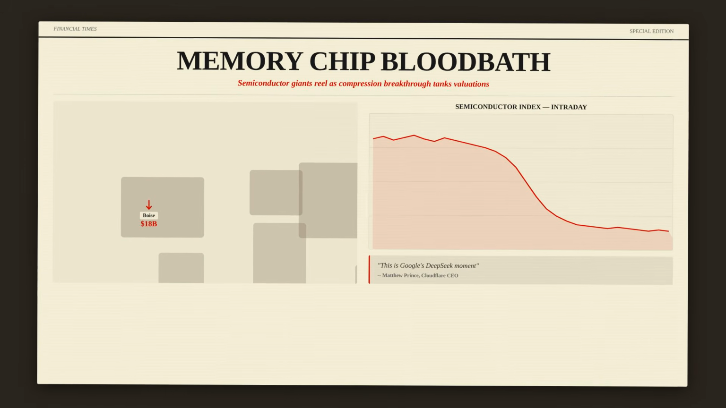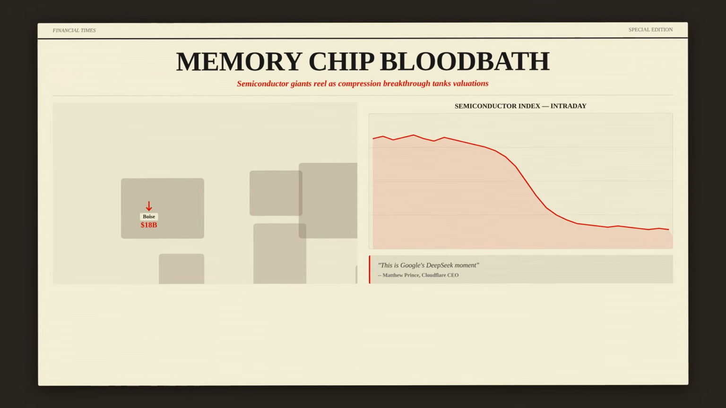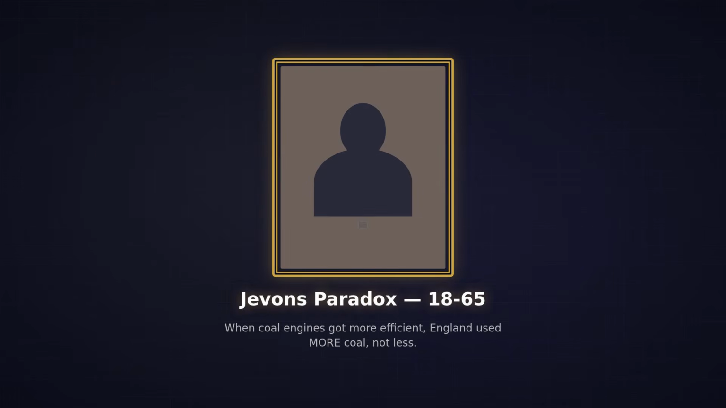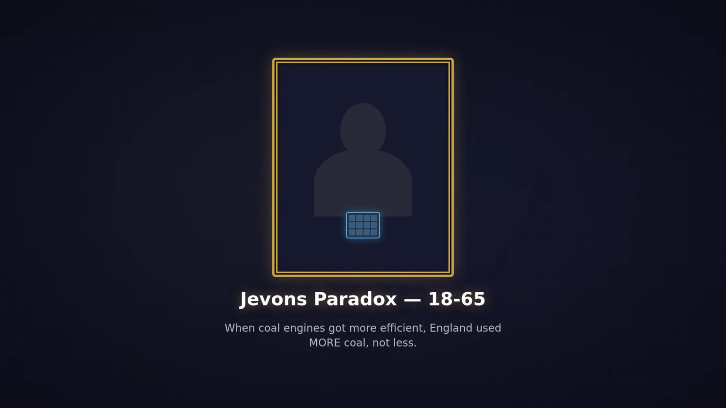The logic was simple and brutal. If AI needs 6 times less memory, we need 6 times fewer memory chips. But here's where it gets interesting. Morgan Stanley pushed back hard with the century-old economic idea, the Jevons paradox.